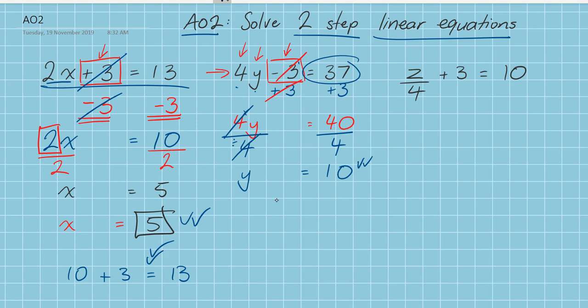Okay, last one. Now, this one always throws students off because they often forget what that guy there means. Remember, in algebra, we tend to use this form of writing division as opposed to that form of writing division. They are the same thing. So this simply means z divided by 4. Okay, I'm not going to worry about him yet, as I still have to deal with this guy here first.